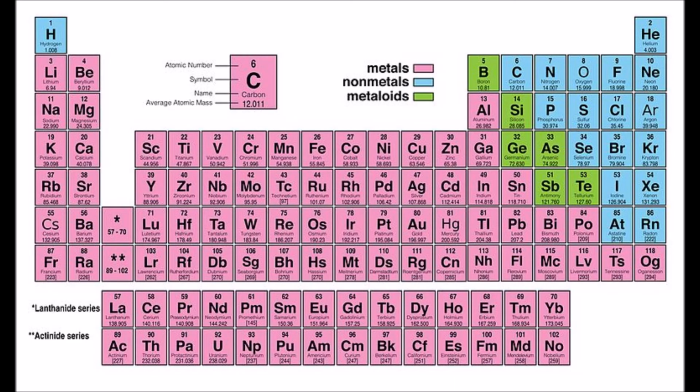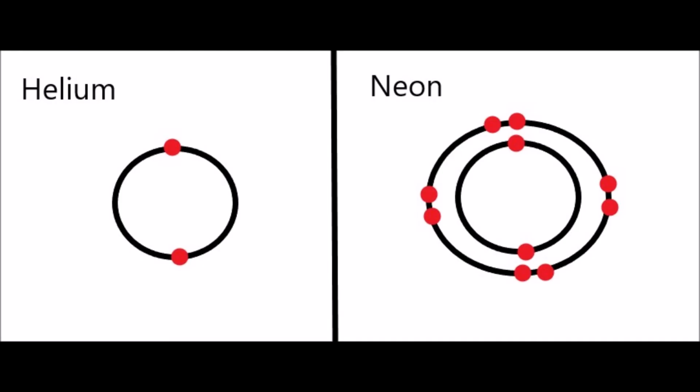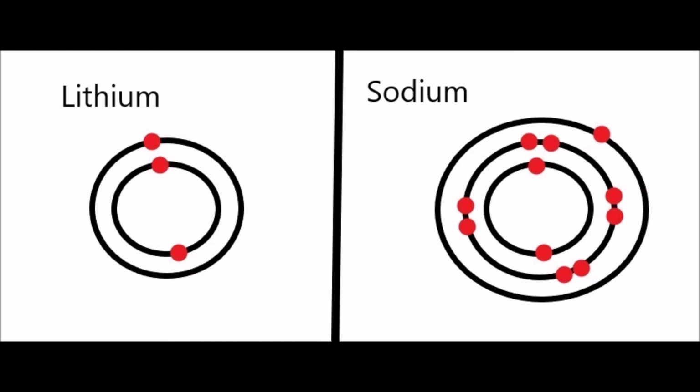Let us look at the elements in group 8, being helium and neon. Helium has a full valence shell, and so does neon. And so these elements form stable atoms which are resistant to reaction under normal conditions.